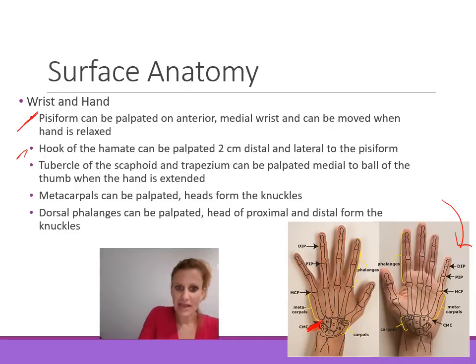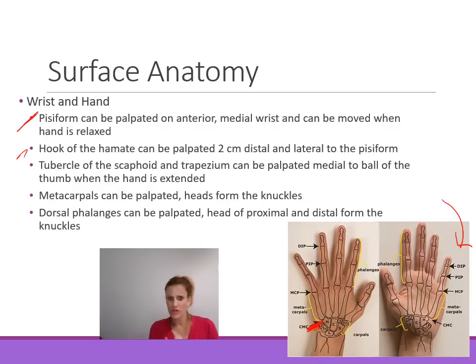The tubercle of the scaphoid and trapezium can both be palpated medial to the ball of the thumb when the hand is extended. So extending the hand, just medial to the ball of the thumb, you can palpate both of these tubercles.